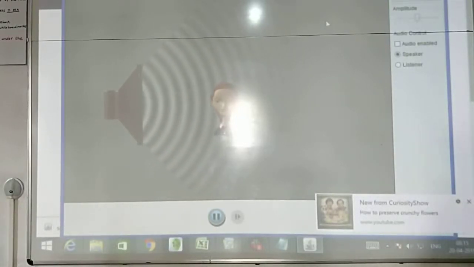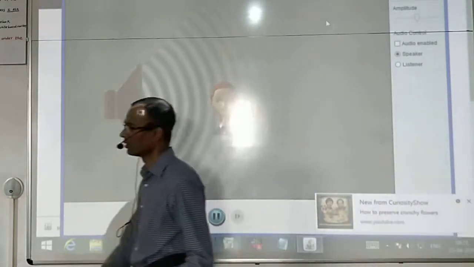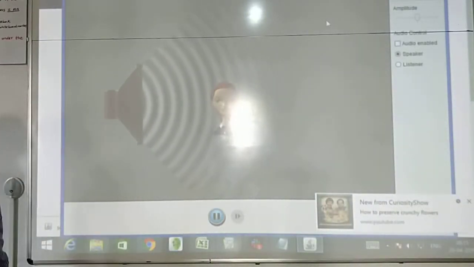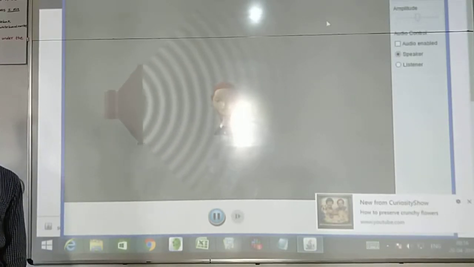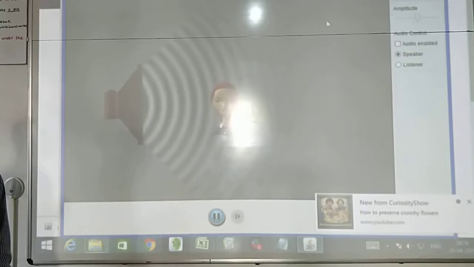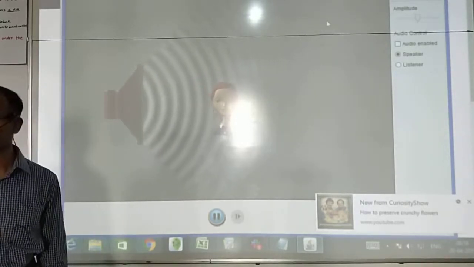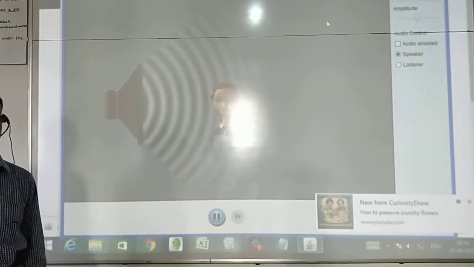Okay, let's start. Using this simulation, I will demonstrate how you can measure the velocity of sound. Of course, we won't do it this way in real life, but this is just to understand the concept of what is meant by the velocity of this sound wave, or any wave for that matter.